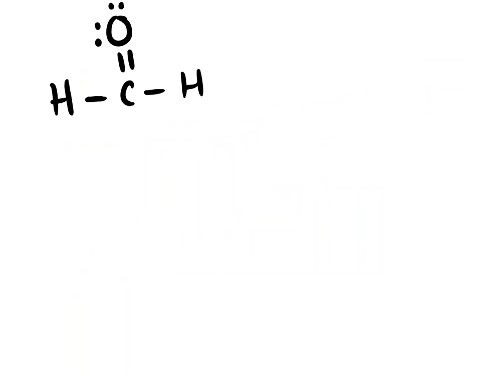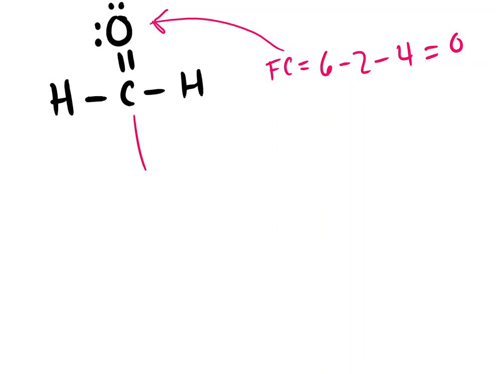Let's try another one. Let's do the formal charge on this oxygen. So the formal charge is equal to the number of valence electrons that oxygen normally has, which is 6, minus dashes, there are 2, minus dots, there are 4. So the formal charge on that oxygen is 0. And let's try this carbon. Formal charge is number of valence electrons it normally has, which if we look on the periodic table, that's 4, minus dashes, minus dots. It has a formal charge of 0.